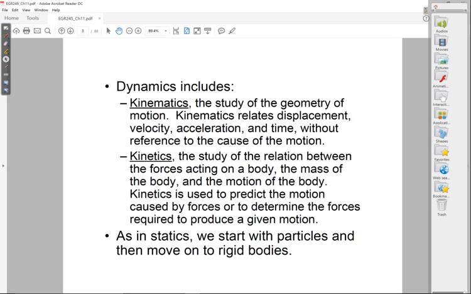In kinetics, we start worrying about what causes that motion. And of course, you should all know that that's basically Newton's second law, which says if you apply a force to an object, if you have a net force acting on the object, then that object is going to have an acceleration, which of course is motion. So these are the two distinct categories of dynamics.